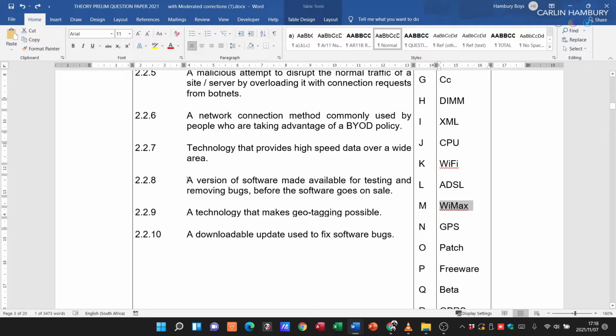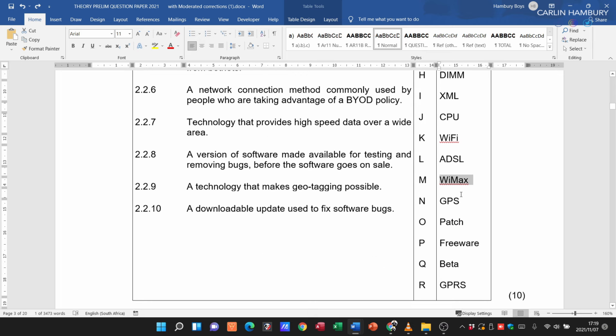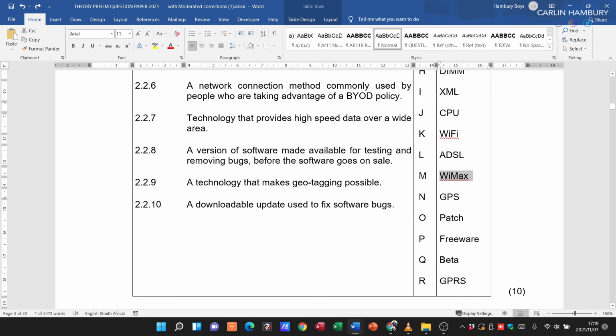Okay, 2.2.8, a version of software made available for testing and removing bugs. Usually I would immediately come up with the term beta version. Right, software version made available for testing and removing bugs before the software goes on sale. Do we have beta as an option? Yes, we do. Okay, so beta is our option.